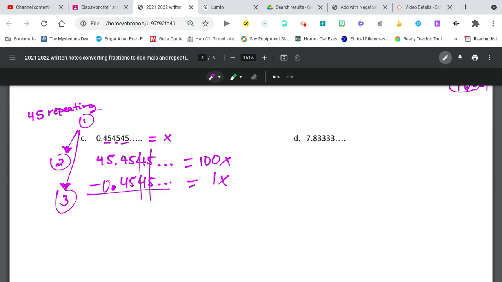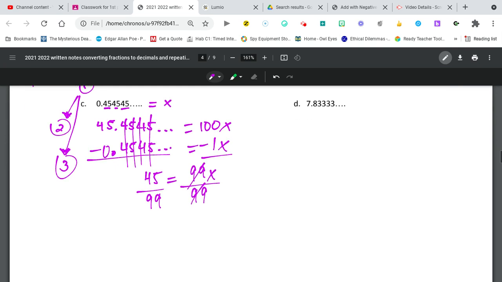Here, cancel, cancel. That makes 0. And 45 minus 0 is 45. And then 100x minus 1x is 99x. Now just divide both sides by 99 to solve. So you get 45 over 99 equals x.